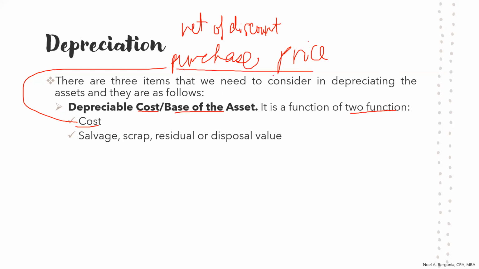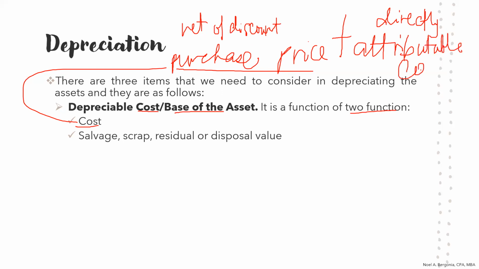And also, if there are what we call directly attributable costs, okay? So what are directly attributable costs? Directly attributable costs are costs that are being incurred to bring this asset to its current location. Okay, let me repeat: directly attributable costs are costs that have been incurred to bring the asset to its current location and to its use.